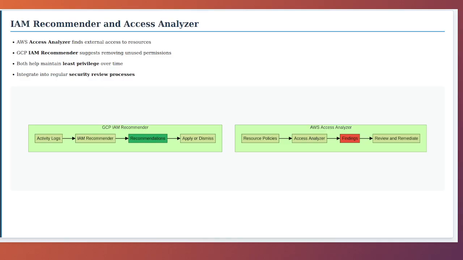Both tools are valuable for maintaining security posture. Use AWS Access Analyzer to find unintended external access, and GCP IAM Recommender to right-size permissions based on actual usage. In a multi-cloud environment, incorporate both into your regular security review processes.